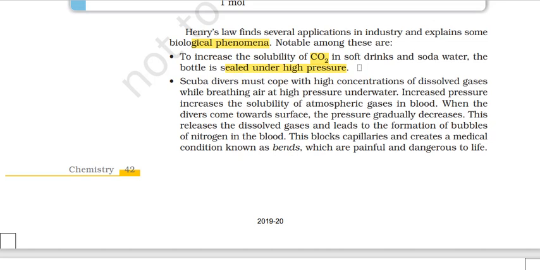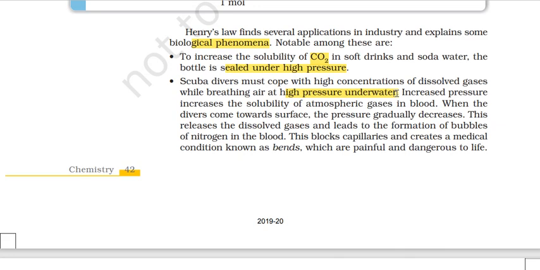Scuba divers must cope with high concentrations of dissolved gases while breathing air at high pressure underwater. Bahut zyada pressure hota hai, yani bahut zyada gases ki solubility badh jati hai. So intake of high concentration will take place. Increased pressure increases the solubility of atmospheric gases in blood. When the divers come towards the surface, the pressure gradually decreases. Kyunki wo upar upar aa rahe hai, to pressure kam.